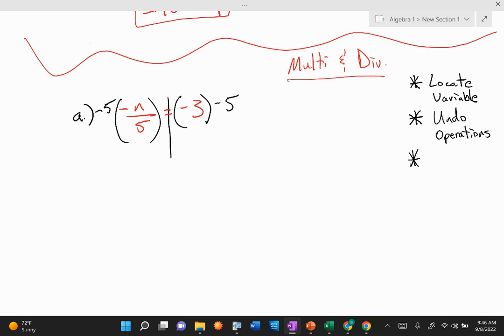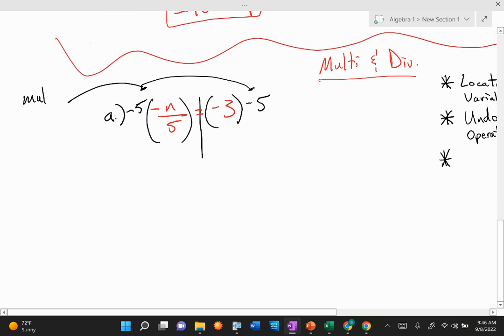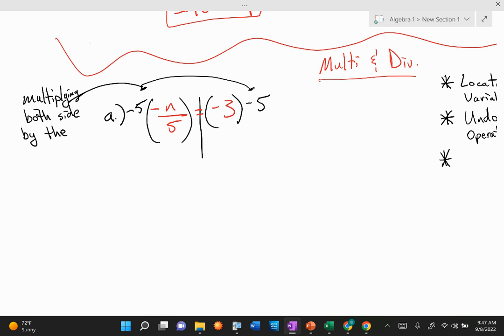Okay, so I'm going to make a little note right here to connect them. We are multiplying both sides by the, let's sound mathy, by the what? Denominator. Which is, we will say -5 in this case. Okay? What is that going to do?